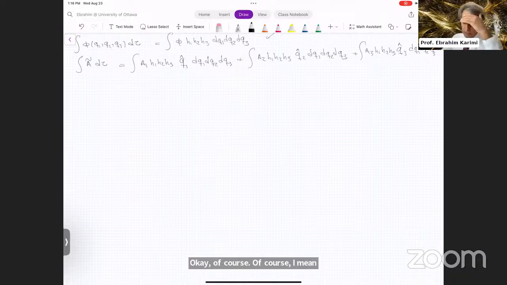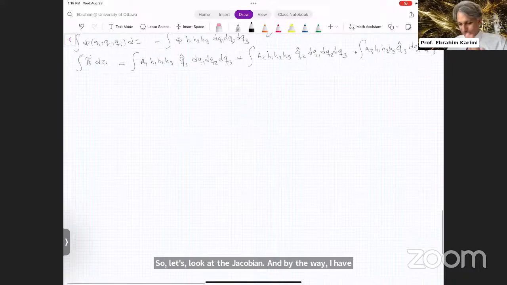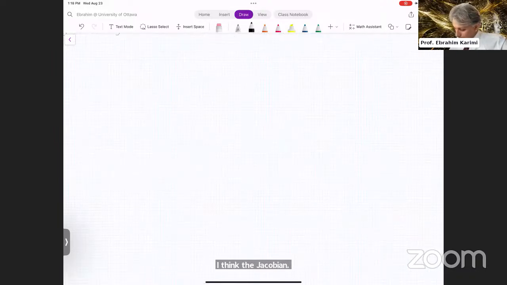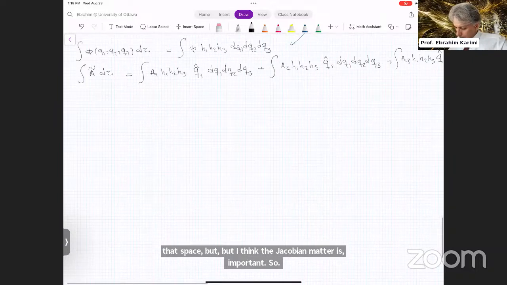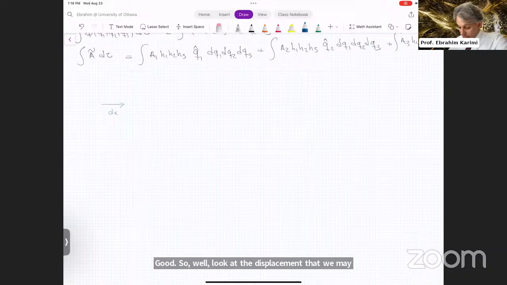One of the students talked about the Jacobian, so let's look at the Jacobian. By the way, I have to derive the gradient, divergence, and also the curl in that space, but I think the Jacobian matter is important. Look at the displacement that we may have in the Cartesian coordinate. You may have a dx and a dy, and as we described, the element of the surface is dx dy, in the direction of z hat, right?